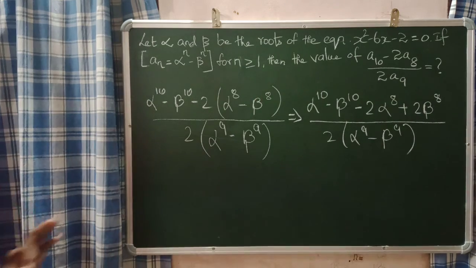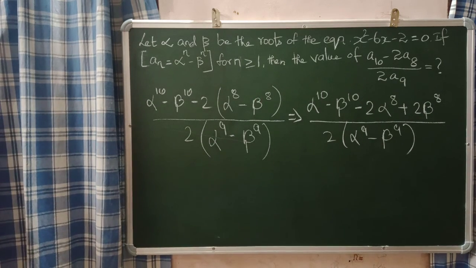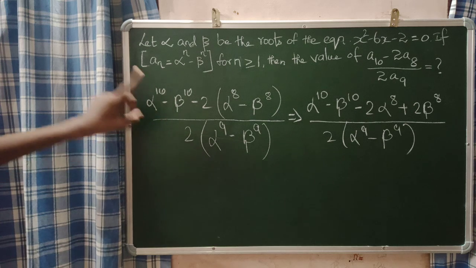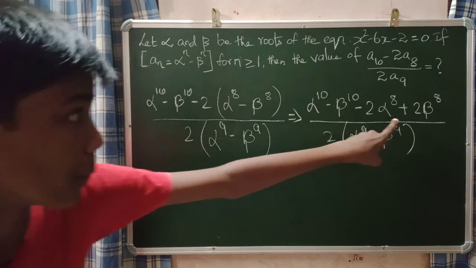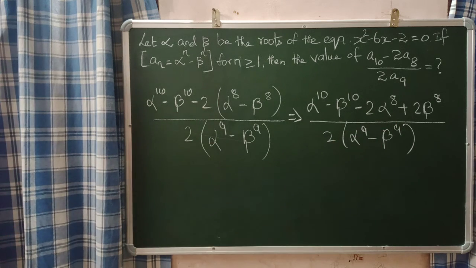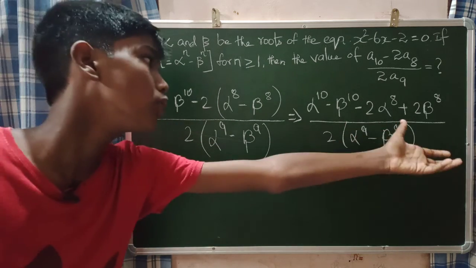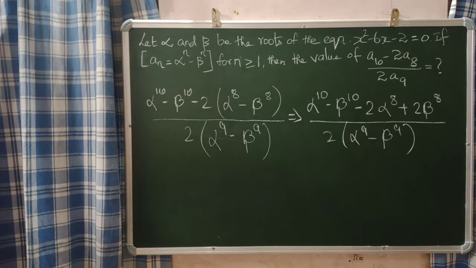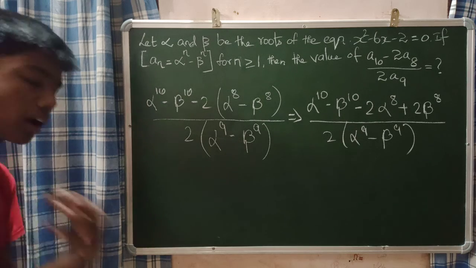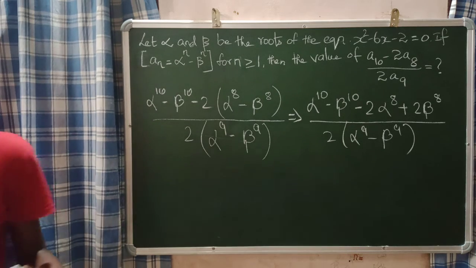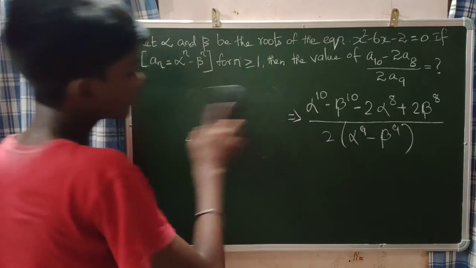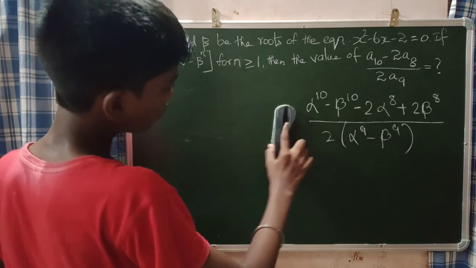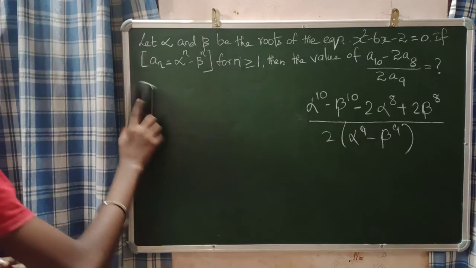This is what you will get when you solve this numerator: alpha to the power of 10 minus beta to the power of 10 I wrote here. Then minus 2 into alpha to the power of 8, that is minus 2 alpha to the power of 8. Minus 2 into minus beta to the power of 8, minus into minus is plus, so plus 2 beta to the power of 8, divided by 2 into alpha to the power of 9 minus beta to the power of 9. Now guys, I will rub this because this is not needed now, because we arrived at a new expression. So we don't need this particular expression.